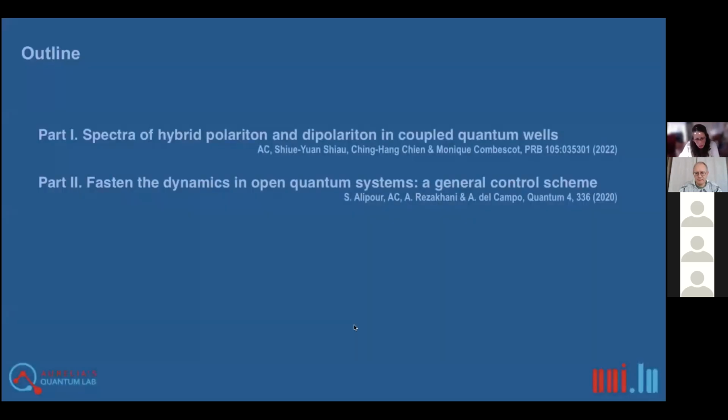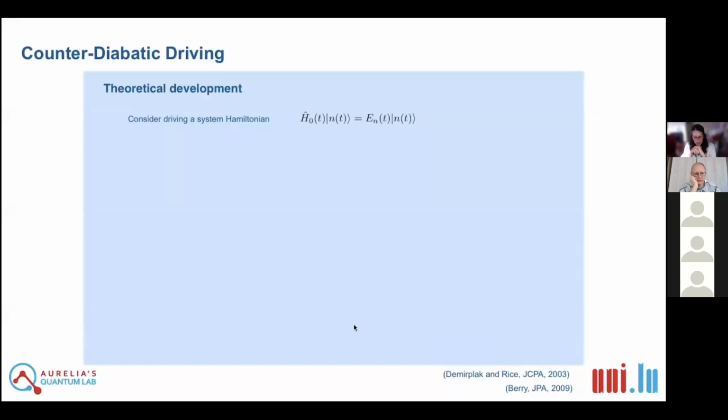So let me go to the second part, where we use non-Hermitian formalism to speed up the dynamics of open quantum systems. This is work that has been done in collaboration with Sahar Halipur, Adide Sakani, and Adolfo del Campo. It extends the techniques of shortcuts to adiabaticity to open systems. Let me start by setting the scene, because this is applied to any kind of structure. It's more about control of the dynamics.